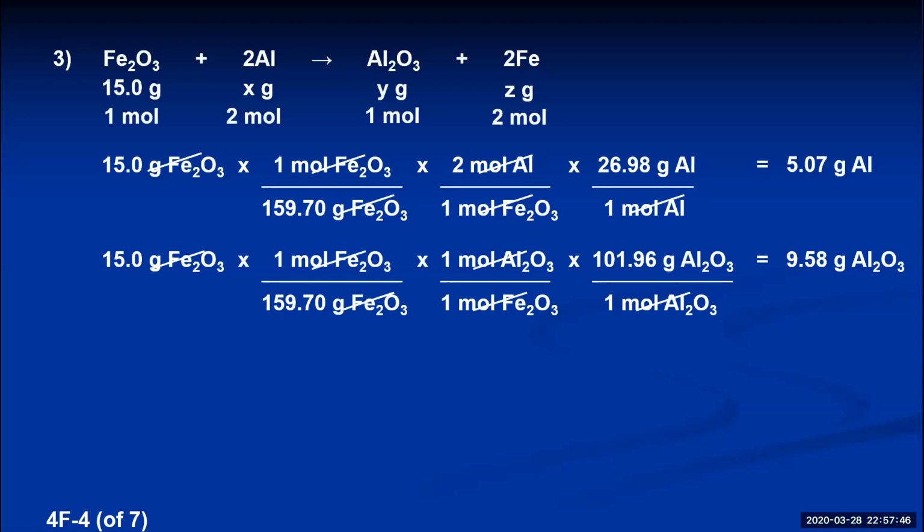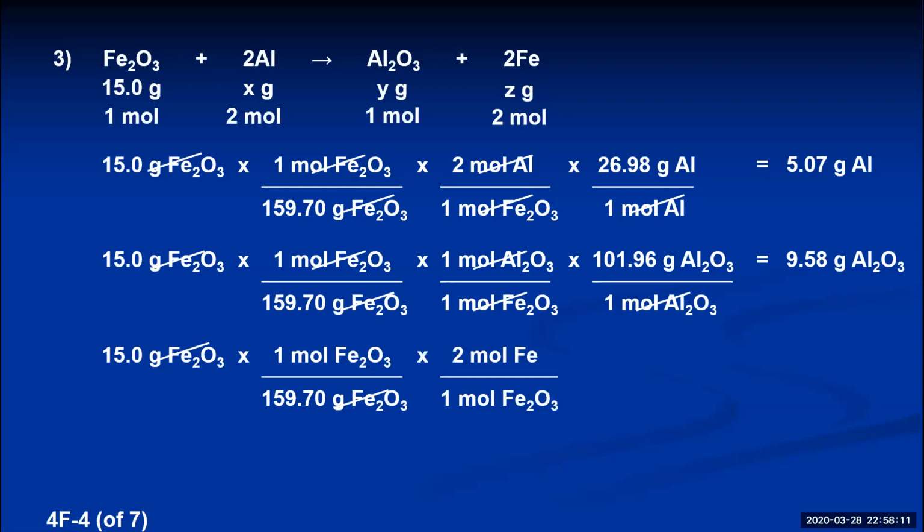So if we ignore the information for the aluminum and the aluminum oxide, the whole problem now in part C is only between these two outer substances in the balanced equation. Start with the 15.0 grams of iron(III) oxide, convert it into moles. Now use the mole ratio to get to whatever reactant or product you want, which is the iron. So I'll put 1 mole of iron(III) oxide on the bottom, 2 moles of iron on the top.